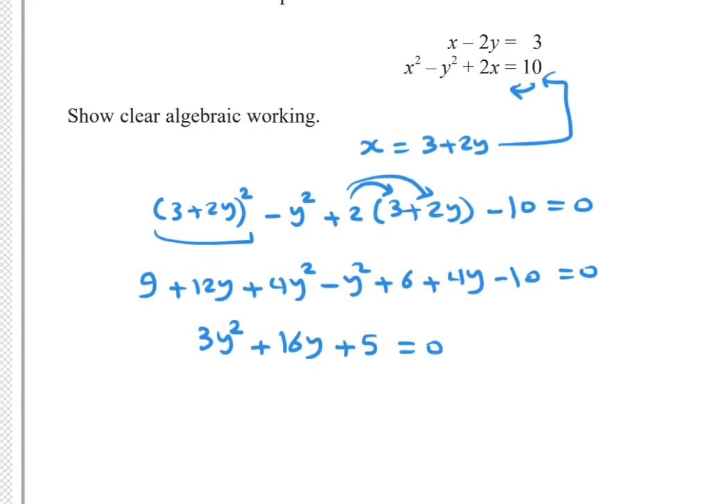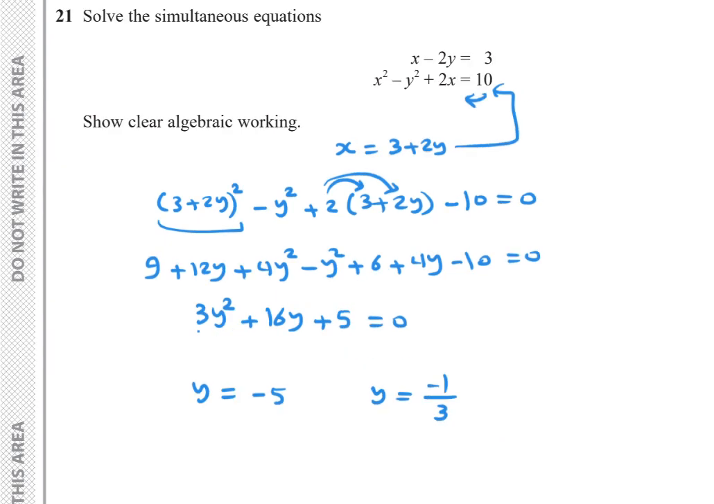Now solve this quadratic equation. You can use your calculator. Mode 5 3. Enter A equal 3, B equals 16, C equals 5. So y equals the two values for y. The first value, negative 5, and the second value, negative 1 over 3.